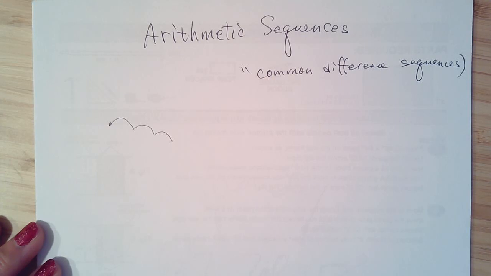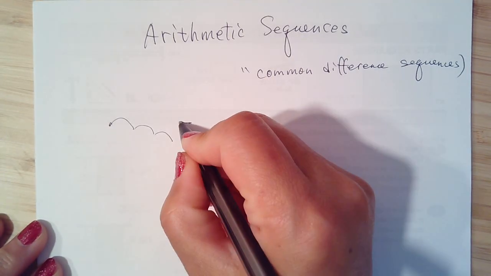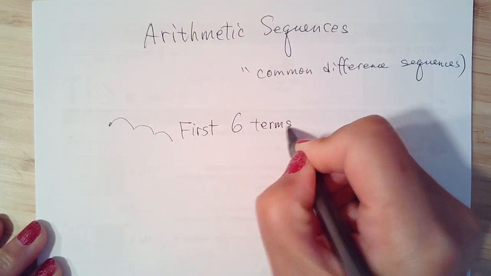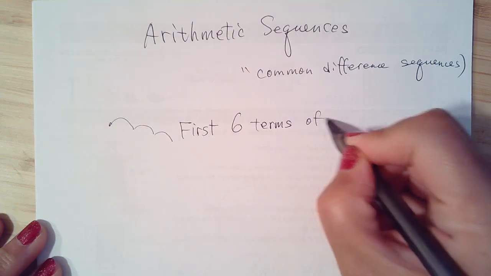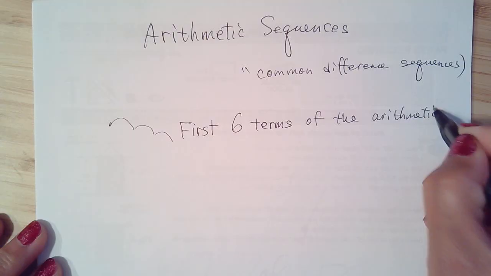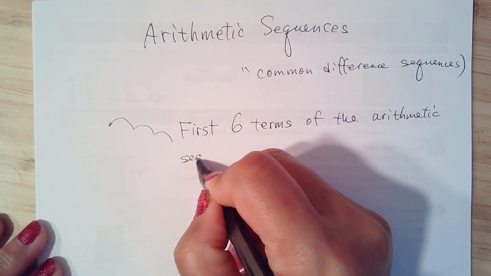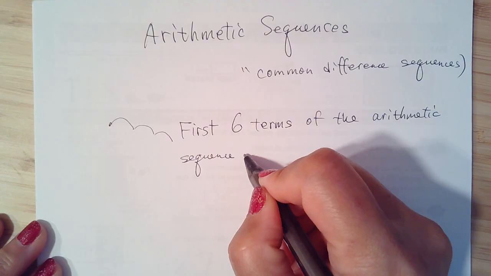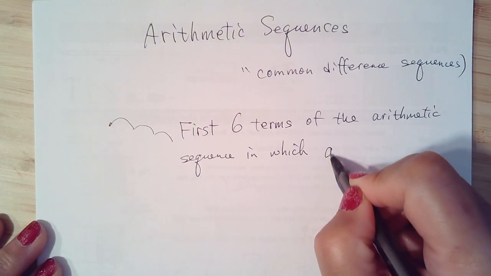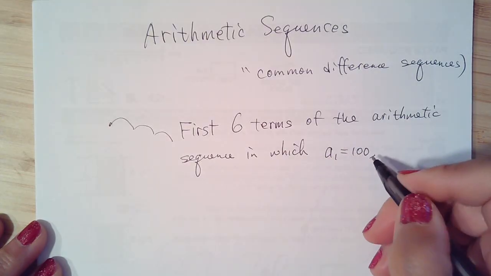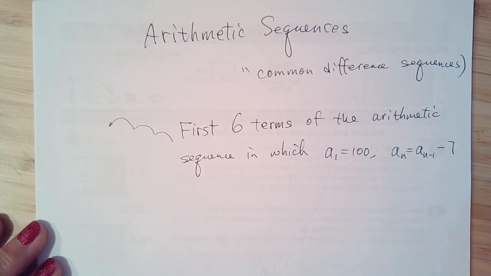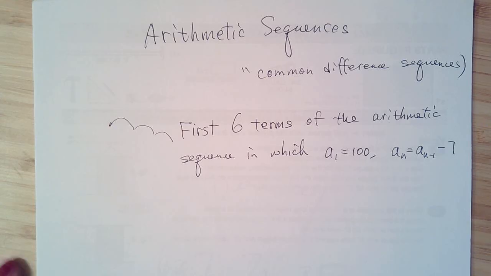I ask you to write the first 6 terms of the arithmetic sequence in which A1 is 100, and An equals An-1 minus 7. Can you do that? Can you write the first 6 terms of this sequence?